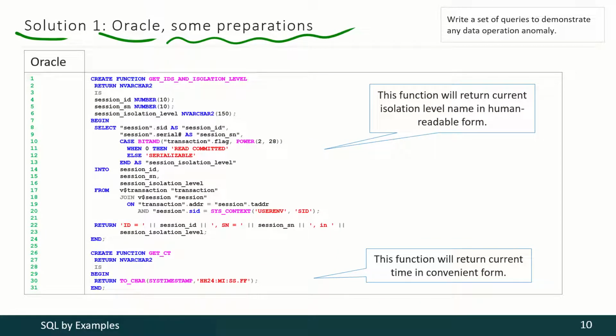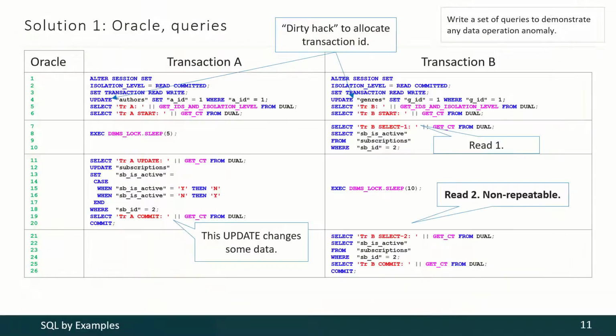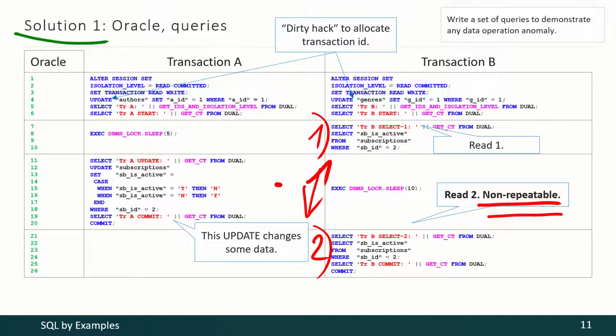Here we also have to create a function to return the current isolation level name in human-readable form and to return current time in convenient human-readable form. Then in the main part of the solution we shall demonstrate the non-repeatable read problem. The idea of that problem is that when a transaction reads some data at the beginning of its execution and at the end of its execution, those data sets do not match.